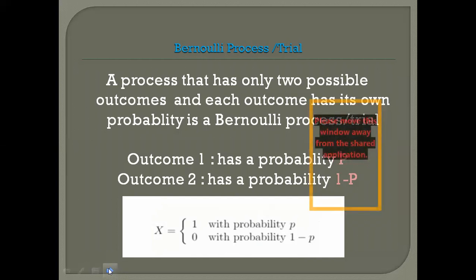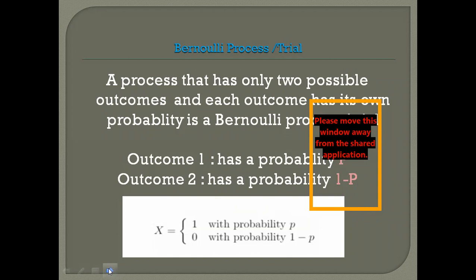Now, in a normal uniform distribution, you saw that each outcome has equal probability. A Bernoulli process has only two possible outcomes, and each outcome has its own probability, not necessarily the same as the other. For example, if we don't have a fair coin and we flip it, the probability of head may be 0.7, and thus the probability of tail will be 0.3. So we have head and tail. This is a Bernoulli process. We have only two outcomes, and each outcome has its own probability.